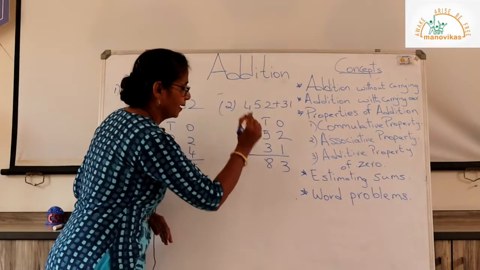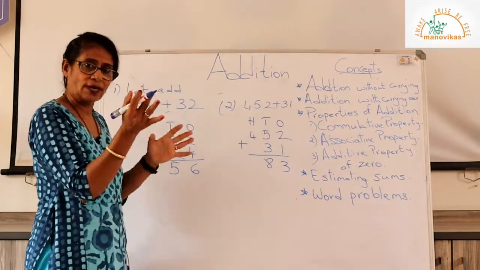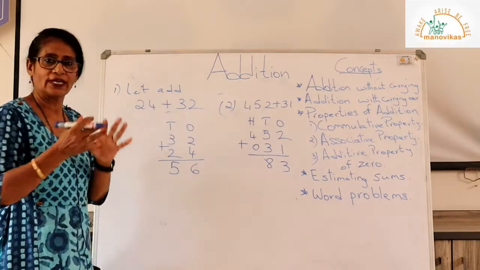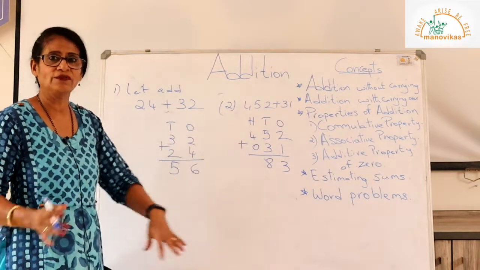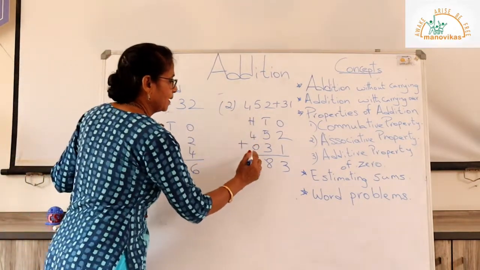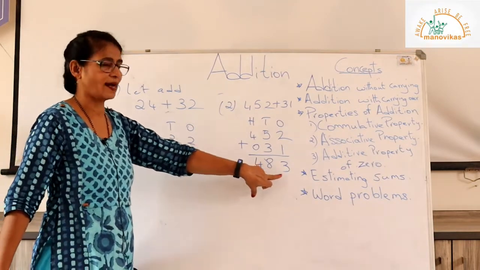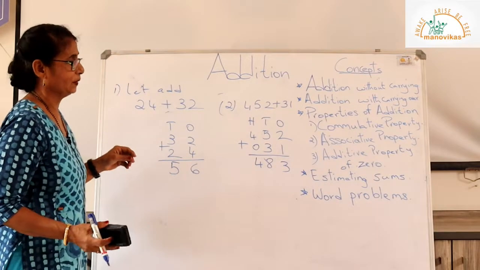So we write here 8. Now we don't have a number here. When there is no number, you don't have to write 0. You can leave it without writing, but the number 0 has no value. So 4 plus 0, we bring down 4, and here we get 483 as the total for 452 plus 31.